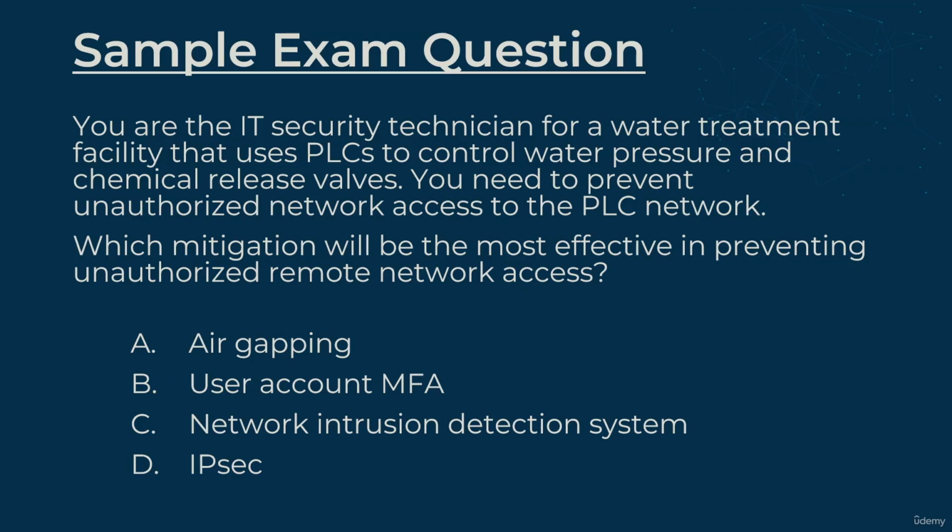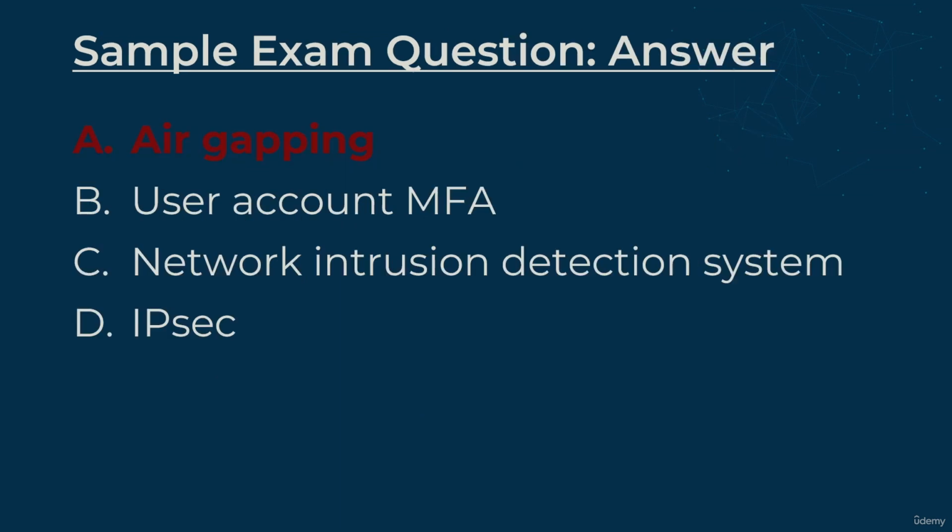Okay, I get it. That would be a sensitive network if it's a water treatment plant. So how do we prevent unauthorized remote network access? Well, air gapping is the correct answer. Air gapping means that we have a network, in this example, our PLC network, that is not physically connected to any other network, certainly not the internet, whether through a wired connection or wireless. It's its own separate independent network.